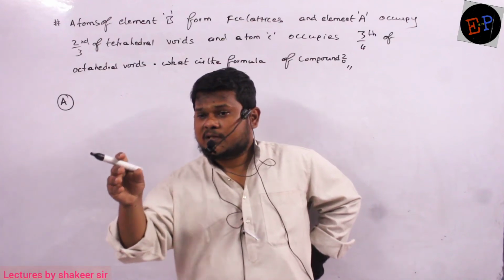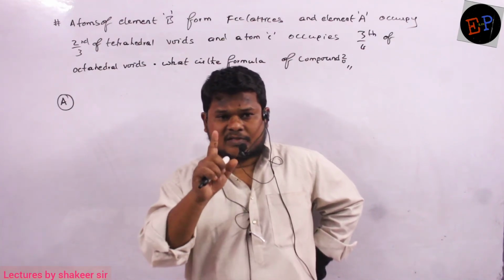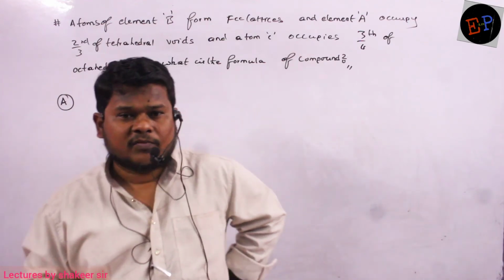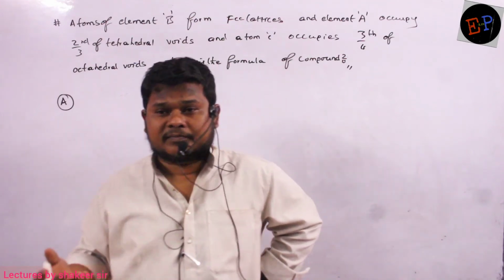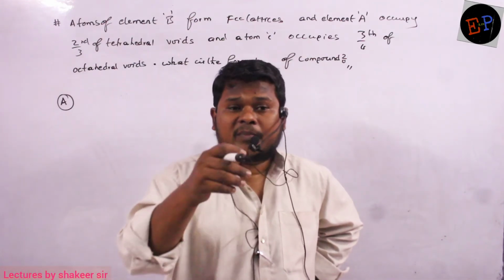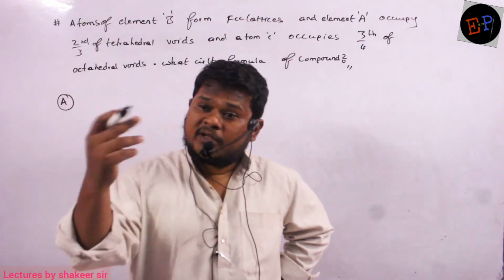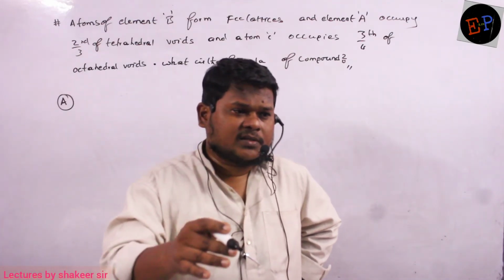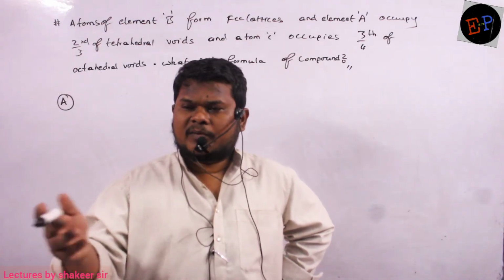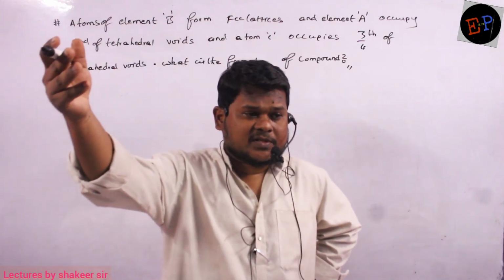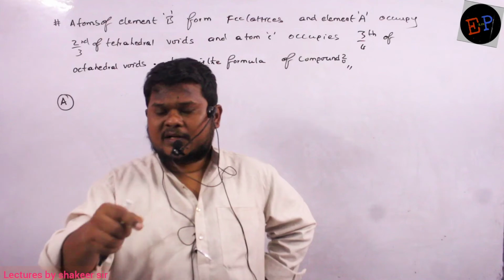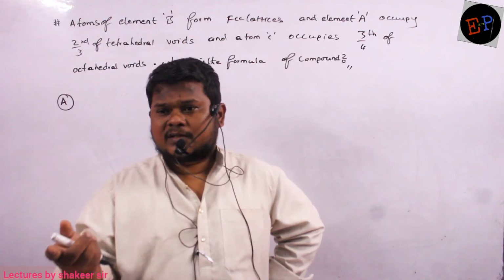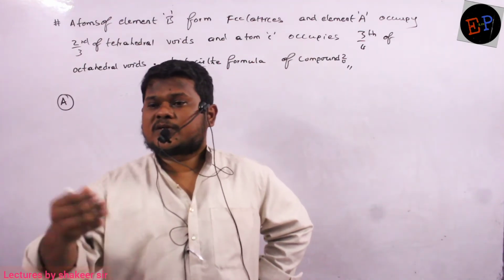If atoms are present at the face centers, what is the contribution to the unit cell? Face center: 1/2 is the contribution. How many faces will be there? 6 faces. So 6 into 1/2 is 3. It means the unit cell is enclosing 3 atoms. So if atoms are at the corners, 1 atom is enclosed, and if at the faces, 3 atoms are enclosed. Total 1 plus 3, 4. Or you can say the ratio of elements is 1:3.